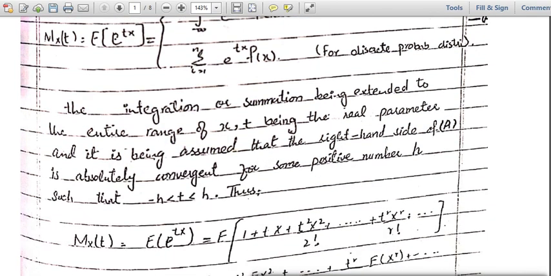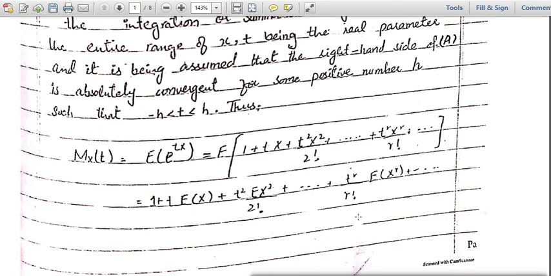The integration or summation is extended to the entire range of x, t being a real parameter, and it is assumed that the right-hand side is absolutely convergent for some positive number h, such that minus h is less than t and t is less than h. Thus this is the definition of the moment generating function M_X of t, the expected value of e raised to the power tX, and this is the expectation.